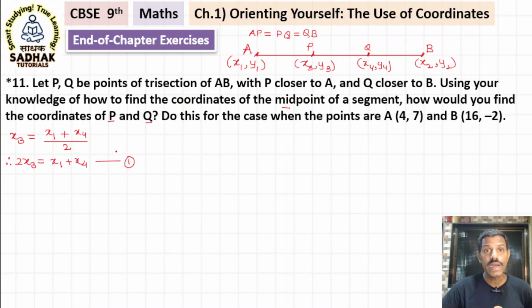Now let us focus our attention on point Q and try to find out the formula for the x coordinate of Q. So the x coordinate of Q is x4, and the endpoints are P and B. So it will be the average of the x coordinates of P and B. So that is x3 plus x2. But because it sounds better to write x2 plus x3 instead of x3 plus x2, we write x2 plus x3 divided by 2.